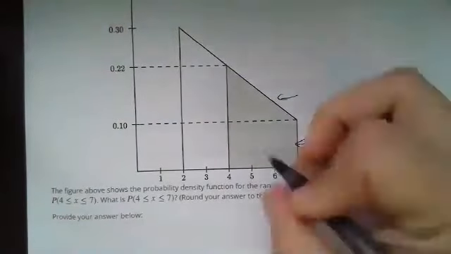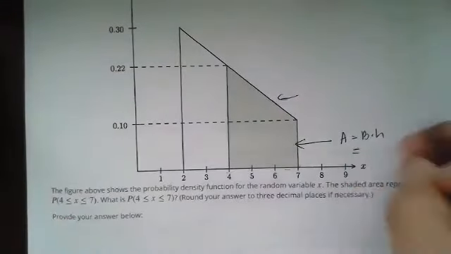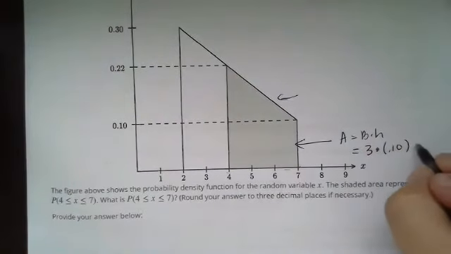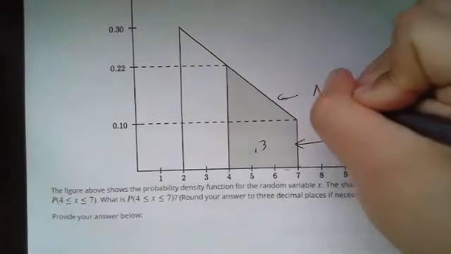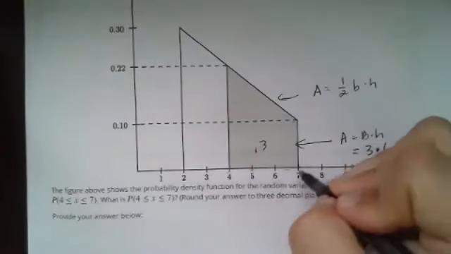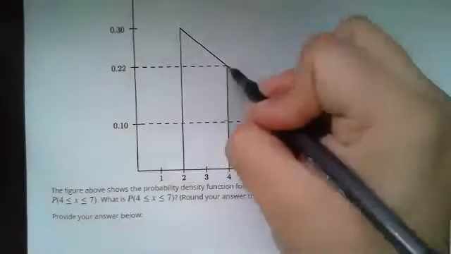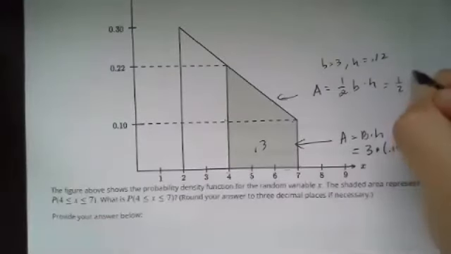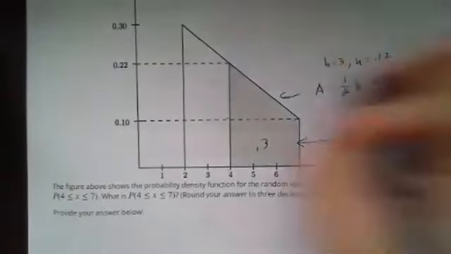So area for a rectangle is base times height. So the base is, so 1, 2, 3, right? Spaces, and the height is 0.10. So 3 times 0.10, which is just 0.3. That's the area of this rectangle. And then the area of this triangle, well, what's the area of a triangle? 1/2 base times height. So the base is the same, which is 3 spaces. So in this case, base is 3. And then the height for this goes from 0.10 to 0.22. So that's just minus, so 0.12. So you just plug that in. So 1/2 times 3 times 0.12. Okay, and that's going to be 0.18. So this area is 0.18.